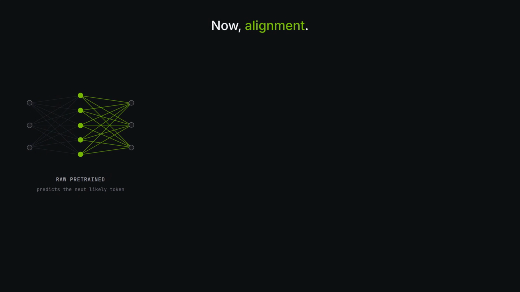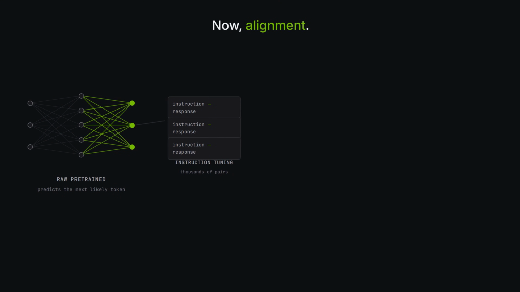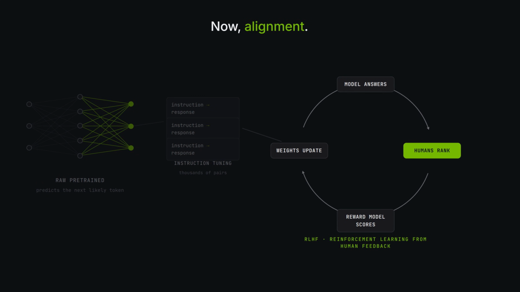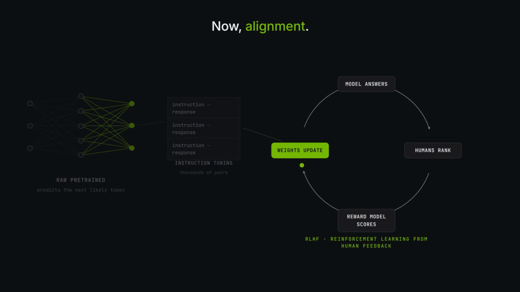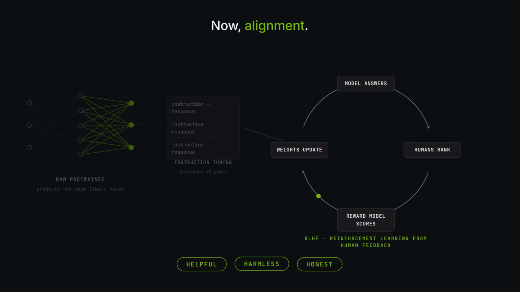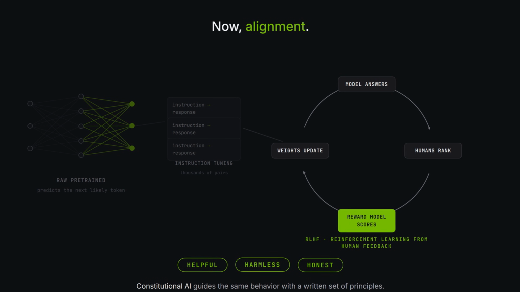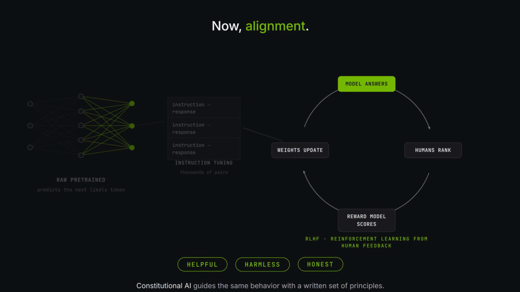Now, alignment. A raw pre-trained model only predicts the next likely token, so it is not naturally helpful or safe. Instruction tuning fine-tunes it on thousands of instruction and response pairs until it reliably follows directions. And then RLHF, reinforcement learning from human feedback, trains it on human preference rankings to be helpful, harmless, and honest. Constitutional AI is a related approach that uses a written set of principles to guide that behavior.